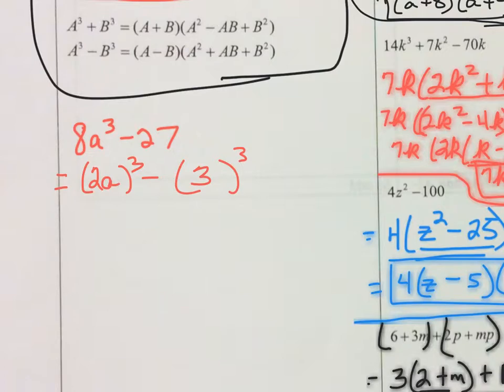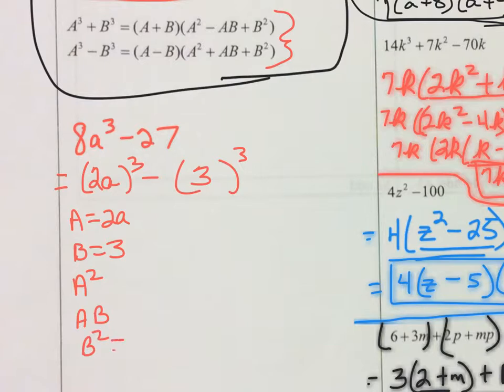And what that allows me to do is it allows me to recognize from these formulas what my a and my b are. My a is the 2a, and my b is the 3. And we keep saying the three other things that we need are a squared, ab, and b squared.